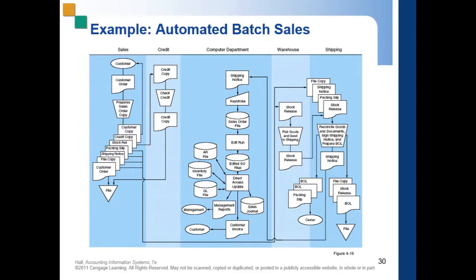So as you can see here, in this automated batch processing, you still have the sales, credit, but now you already have the existence of the computer department. Right? So we now have the computer department, warehouse, and the shipping. Now, the computer department is, its... what do you call this?